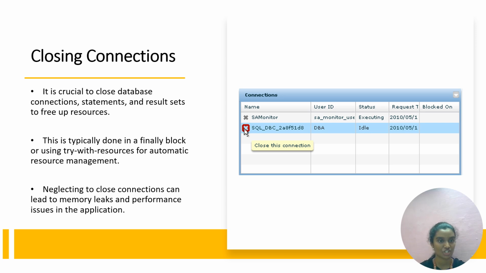Closing connections. It is crucial to close the database connections, the statements, and the result sets to free up the resources. This is typically done in the finally block or using try-with-resources for automatic resource management. Neglecting to close the connections can lead to memory leaks and performance issues in the application. So closing the database must be a very important step.